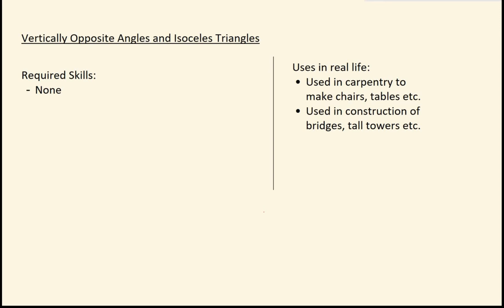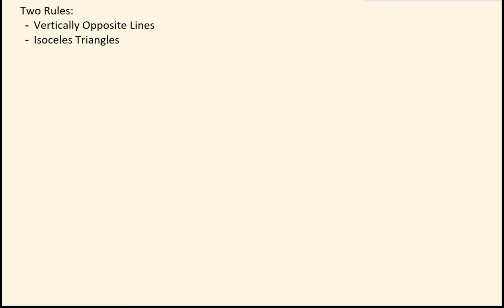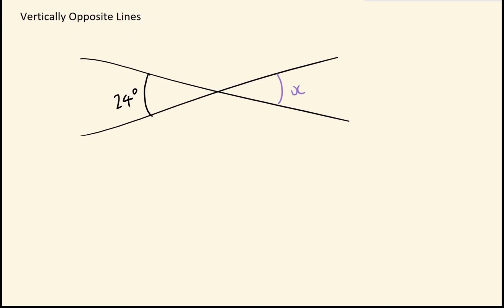Hi, in this lesson we're going to look at some more angle rules. We're going to look at vertically opposite angles and angles in isosceles triangles. Okay, so we've got two rules to cover. First, we'll go through vertically opposite angles.